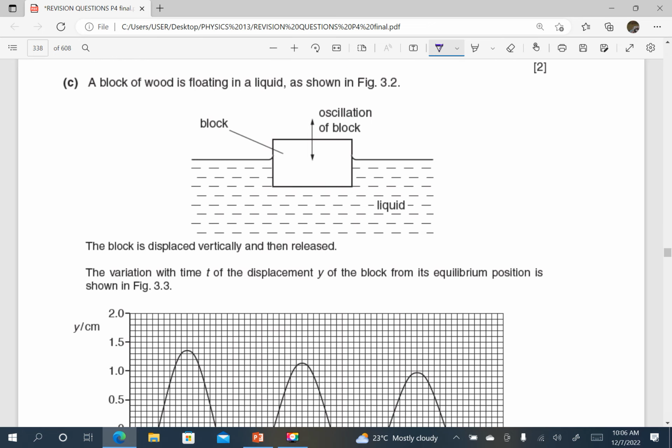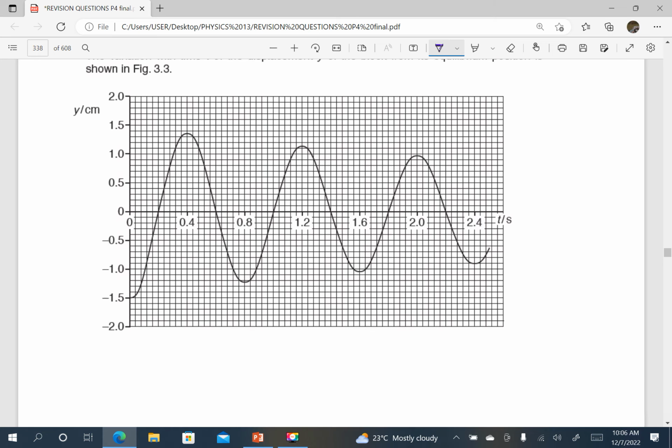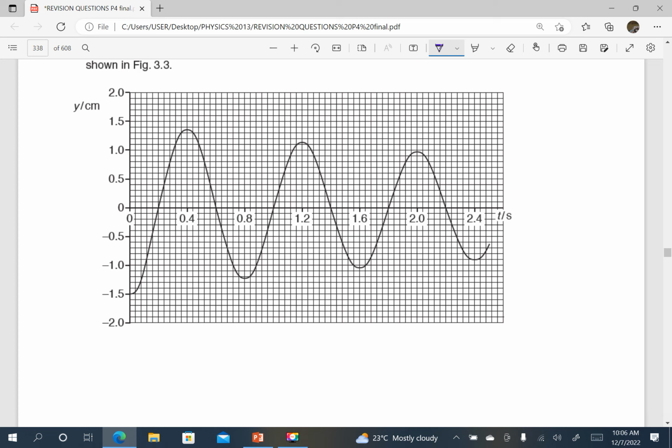A block of wood is floating in a liquid as shown here. The block is displaced vertically and then released. The variation with the time t of the displacement y of the block from its equilibrium position is shown here. You notice that the displacement is decreasing exponentially.